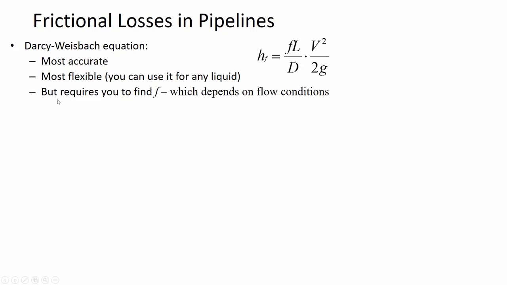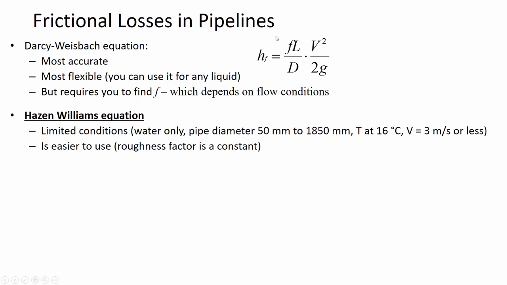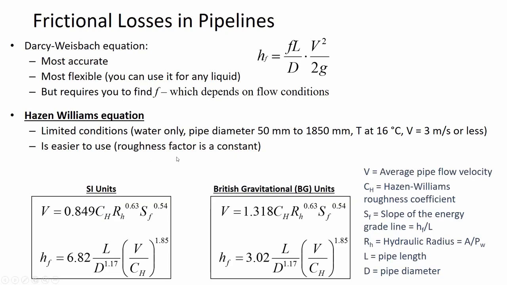So the Darcy-Weisbach equation is the most accurate, it's the most flexible, but it's tricky because the f value sometimes requires iteration. The Hazen-Williams equation, which you've had the chance to solve a little bit today already, is only valid under certain circumstances. It's easier to use because the roughness factor is constant.